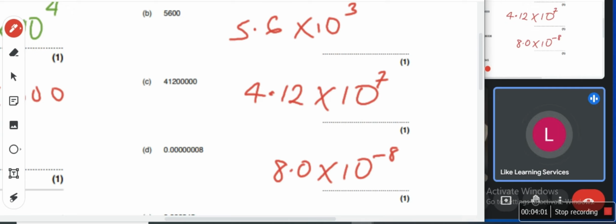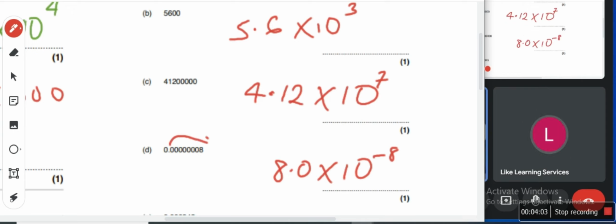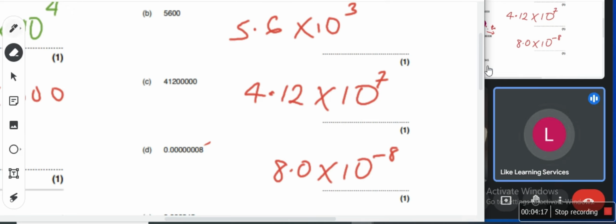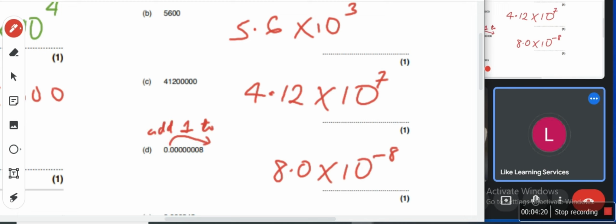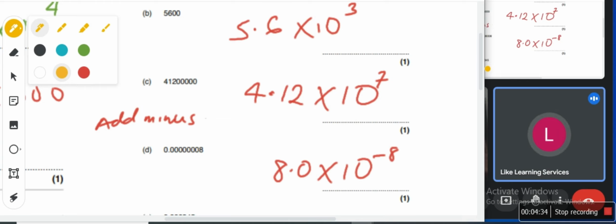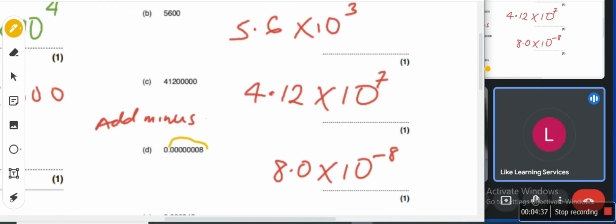By the way, when you move to the right, let me say it properly. When you move to the right, you add minus. That's what I actually wanted to say. Add minus to the number you counted, because you are moving to the right. How many places will you move until you find yourself here? Okay.